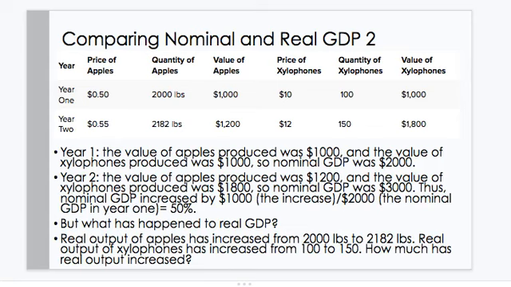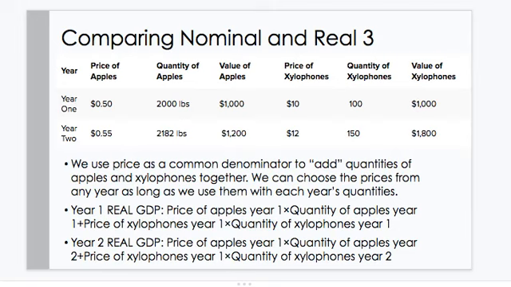But what has happened to real GDP? Real output of apples has increased from 2,000 to 2,182 pounds. Real output of xylophones has increased from 100 to 150. How much has real output increased? Using these same numbers, we use price as a common denominator to add quantities of apples and xylophones together. We can choose the prices from any year as long as we use them with each year's quantities.